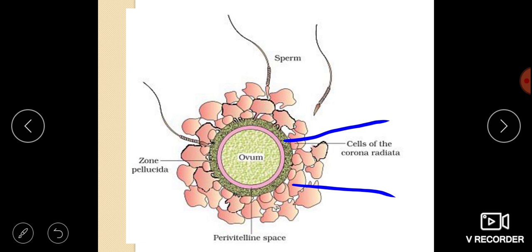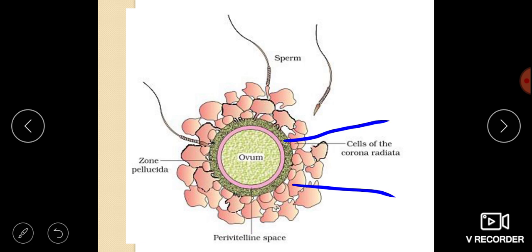When the sperm makes its entry, what happens now? The sperms with the acrosome start moving. The sperm's acrosome also contains an enzyme known as hyaluronidase, and this hyaluronidase reacts with the hyaluronic acid, breaks it down, and paves its way towards the zona pellucida, and the sperm enters through the zona pellucida.